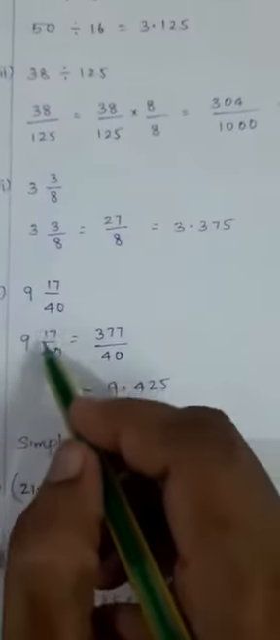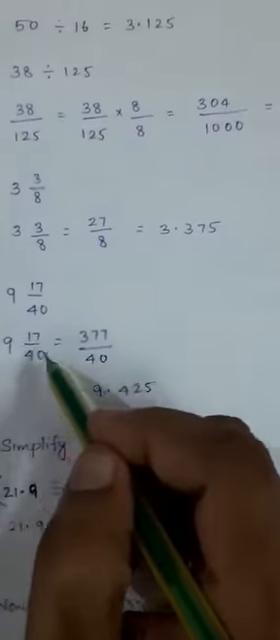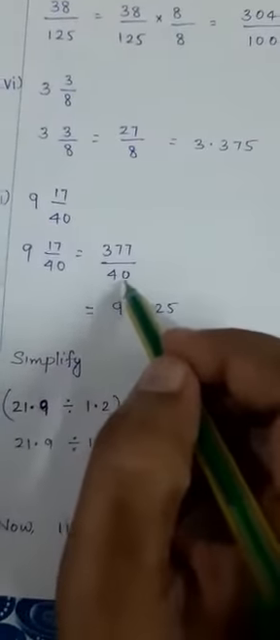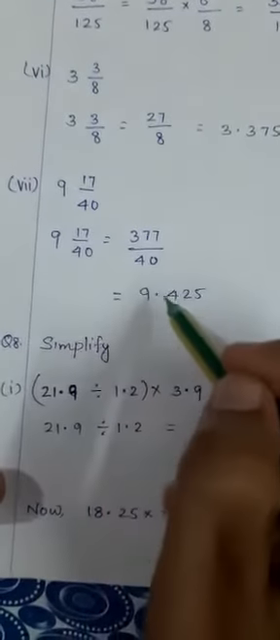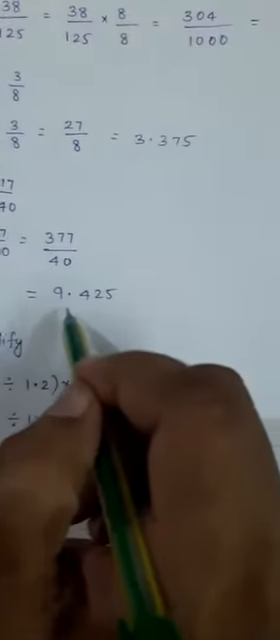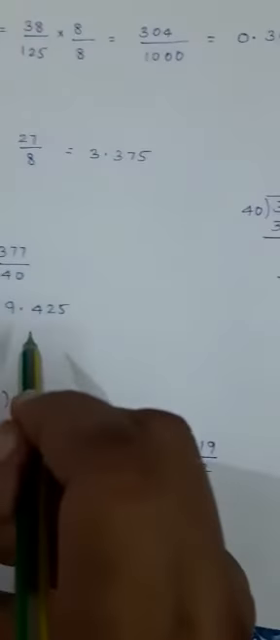So the answer is 3.375. Next question, 9 17/40. First convert into an improper fraction. So this is 377 divided by 40. On dividing, we will get the answer as 9.425.